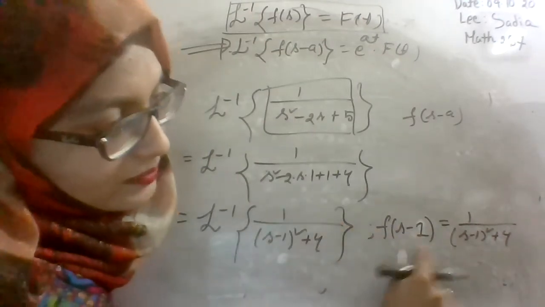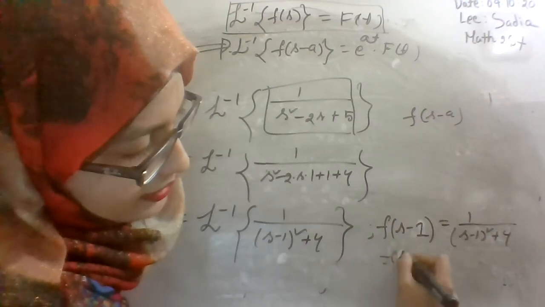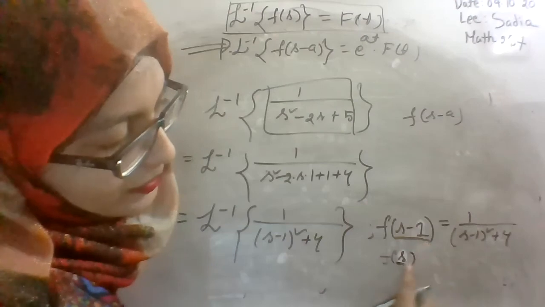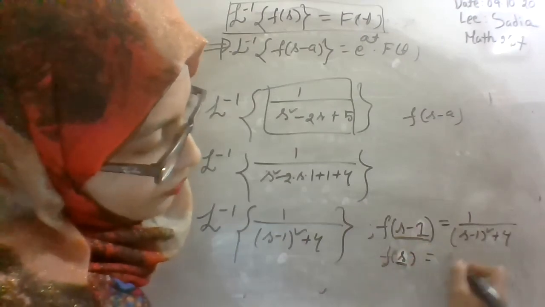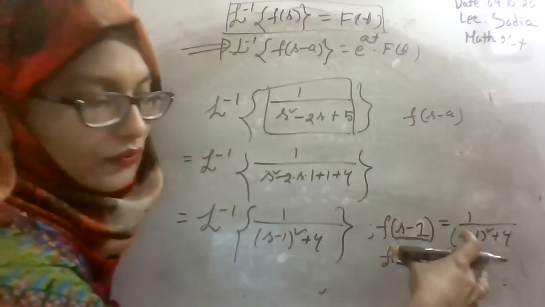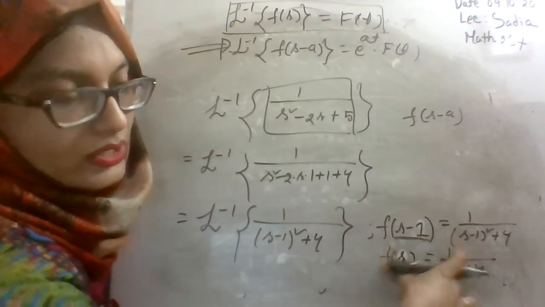If it is f of s minus 1, then what will be f of s? Your s minus 1 will be replaced by s. So it will be 1 by s square plus 4. That is our f of s. Now from here find the inverse Laplace transformation of this f of s.